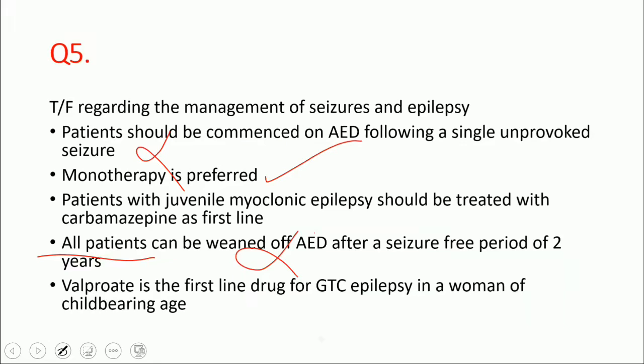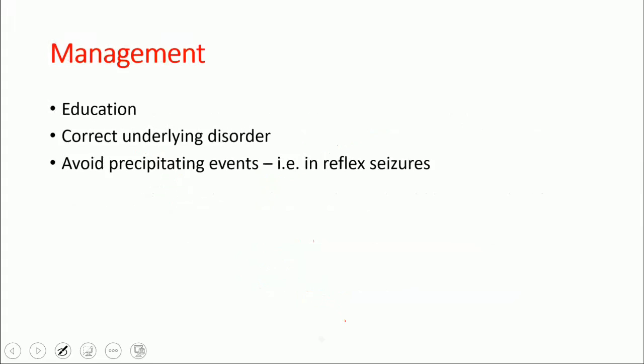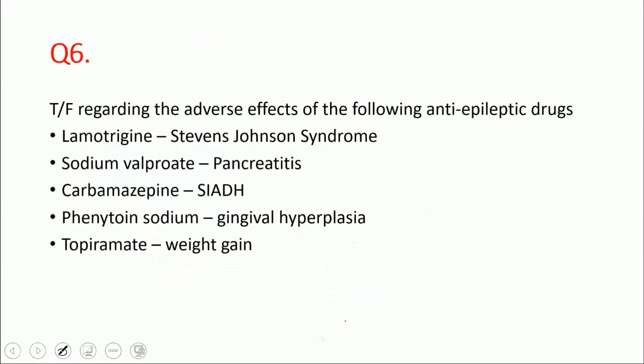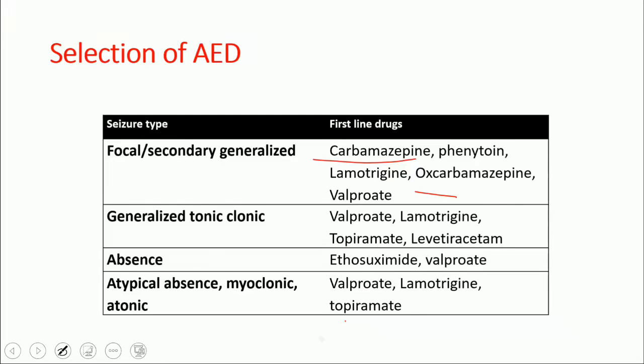Okay. So the valproate statement is wrong. You can't give it to childbearing age females because of the teratogenic effect. So Sasani asked, what are the least teratogenic drugs? Carbamazepine, oxcarbazepine have very low teratogenic potential, right? Very, very low. And some of the newer ones like lamotrigine, levetiracetam also have very low teratogenic potential.